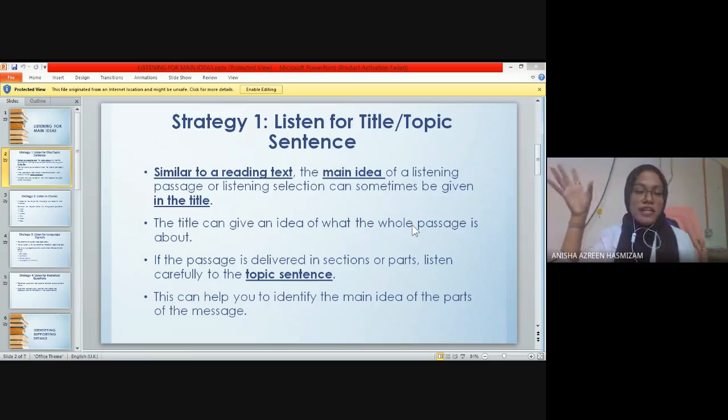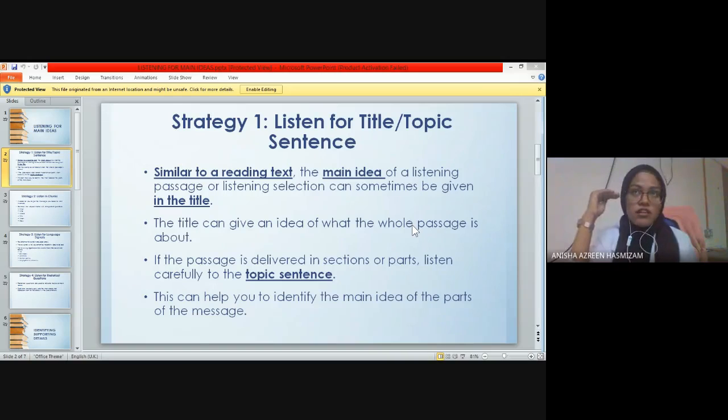Bukan topik lah, macam main idea macam tu. Dia akan berubah. Macam kita tulis essay, okay, paragraf pertama dia cakap pasal main idea 1, main idea 2, main idea 3, sampailah ke bawah. Dan dalam audio tu pun kadang-kadang akan macam tu. So you have to listen to the main idea in the audio.